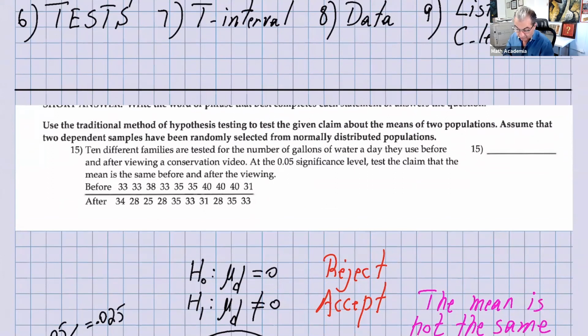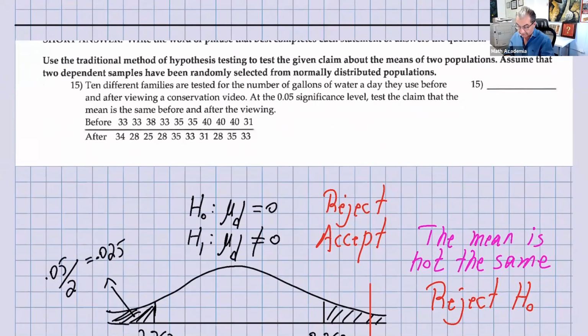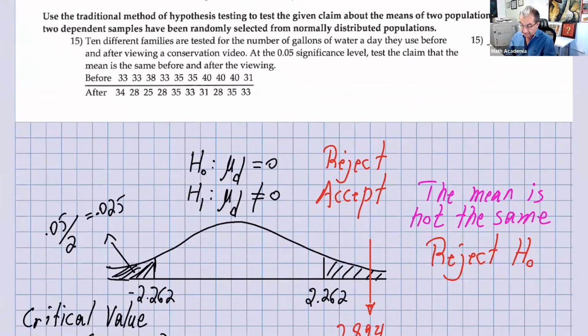Assume that the 2 dependent samples have been randomly selected from normally distributed populations. So we have all the requirements. 10 different families are tested for the number of gallons of water a day they use before and after viewing a conservation video. At the 0.05 significance level, test the claim that the mean is the same before and after viewing that video. So is the same, that means that's the claim.